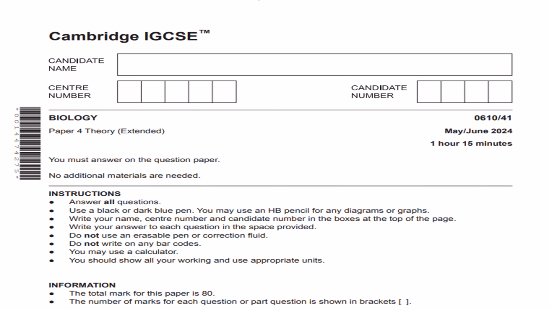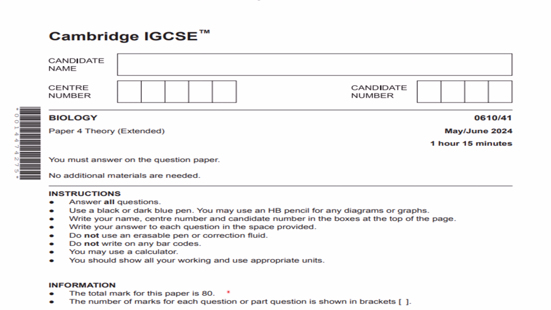Today we are going to solve the Biology 0610/41 past paper. We are looking at the 0610/41 May-June paper. This is the extended theory paper, which means it covers both the core and supplement material. We have 1 hour 15 minutes to tackle a total of 80 marks. That's roughly 1 minute per mark, leaving us 5 minutes at the end for a final review.